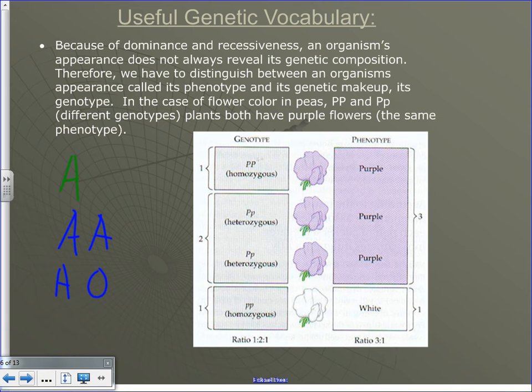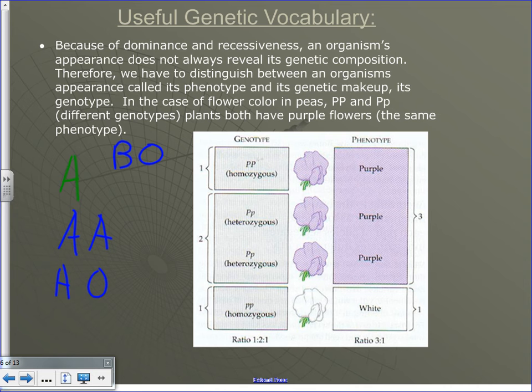Which tells me also that my father has to be BO, because that's the only way I wouldn't have ended up as an AB. He could give an O or a B. That's the only way I could end up as an AO. My mother could be AA or AO, same as me.